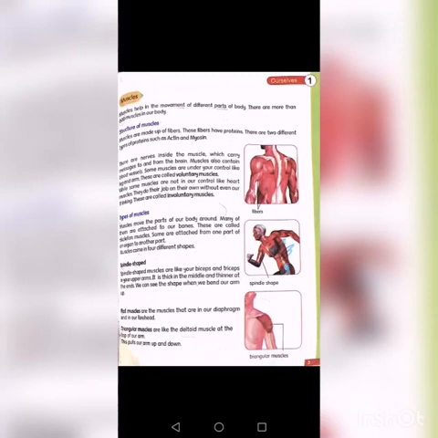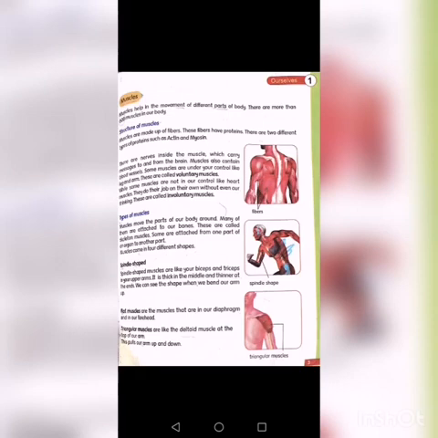There are nerves inside the muscles which carry messages to and from the brain. Muscles also contain blood vessels. Some muscles are under your control, like leg and arm. These are called voluntary muscles, while some muscles are not in our control, like heart muscles. They do their job on their own without even our thinking. These are called involuntary muscles.